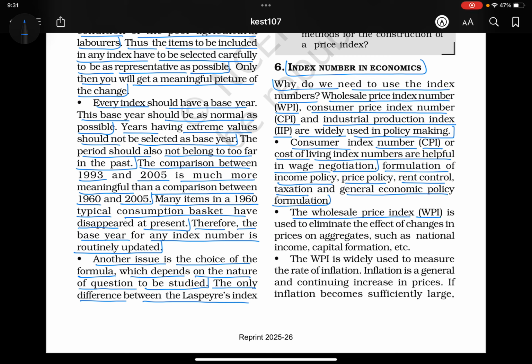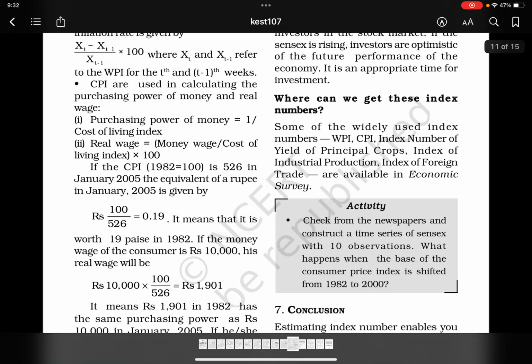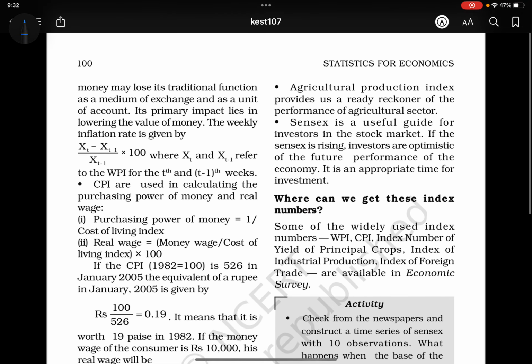The wholesale price index WPI is used to eliminate the effect of changes in prices on aggregates such as national income, capital formation, etc. The WPI is widely used to measure the rate of inflation. Inflation is a general and continuing increase in prices. If inflation becomes sufficiently large, money may lose its traditional function as a medium of exchange and as a unit of account. Its primary impact lies in lowering the value of money.